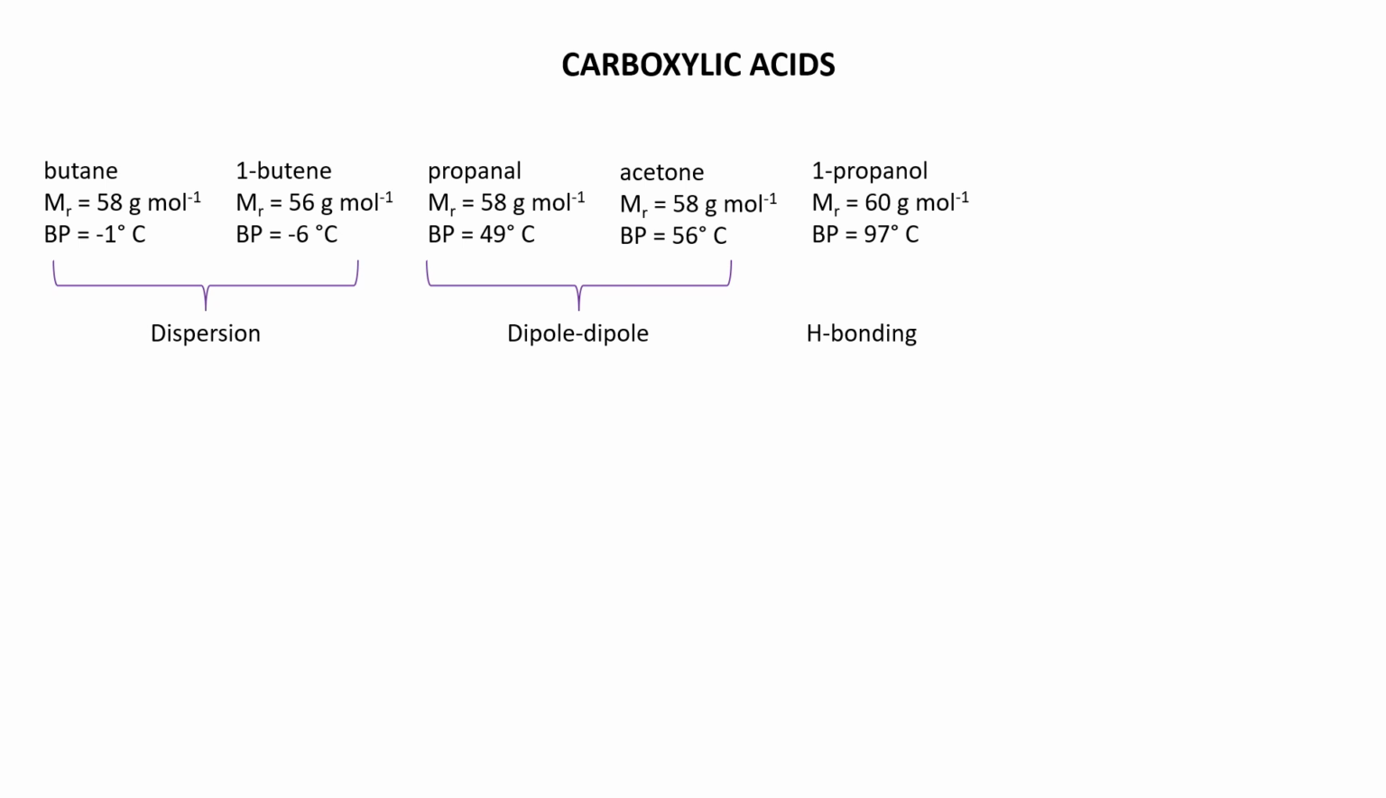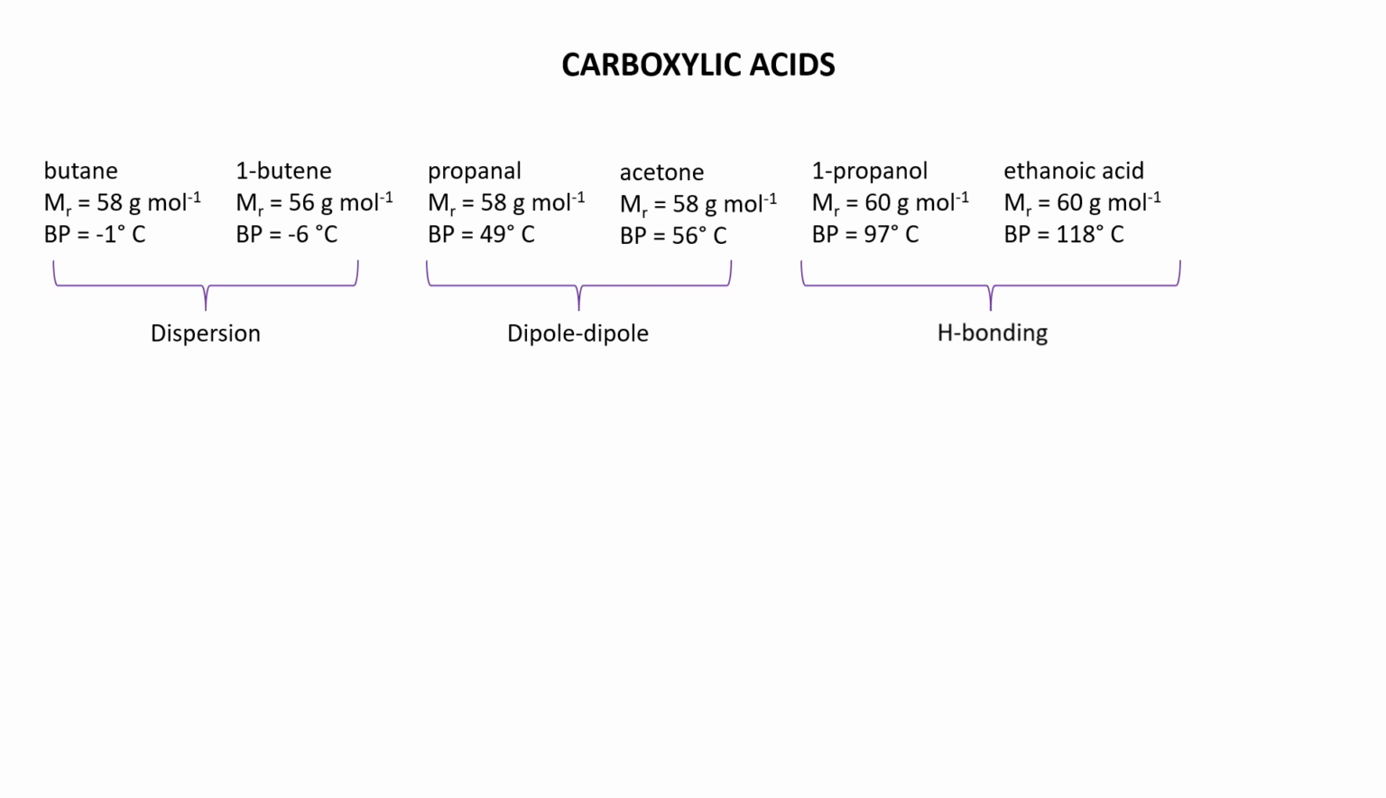Talking of hydrogen bonding, donor and accepting capabilities, let's think about our carboxylic acids. So what carboxylic acid has a molar mass of 58, 56, 60? Well, of course, ethanoic acid. And look at that boiling point. All right, higher even than 1-propanol because, of course, it has hydrogen bonding capabilities as well.